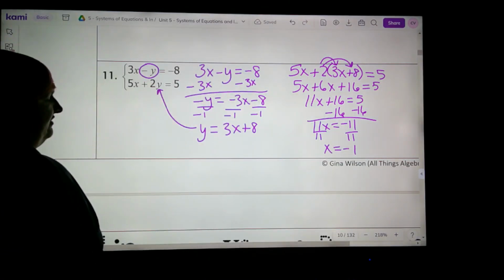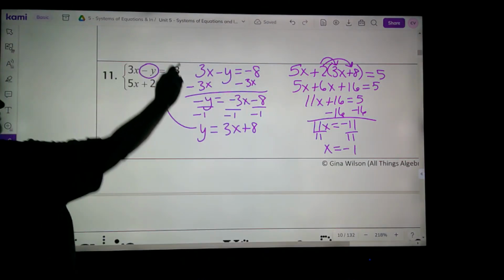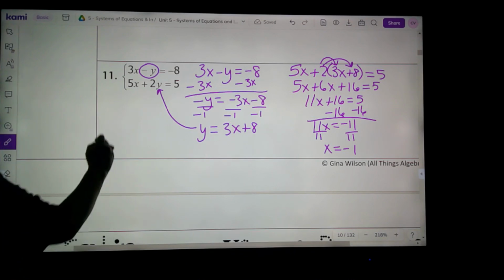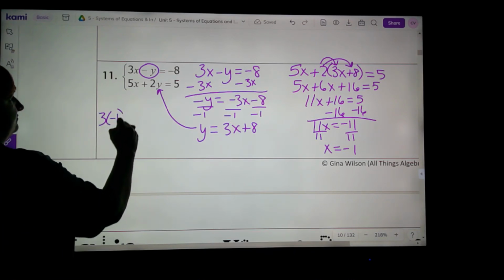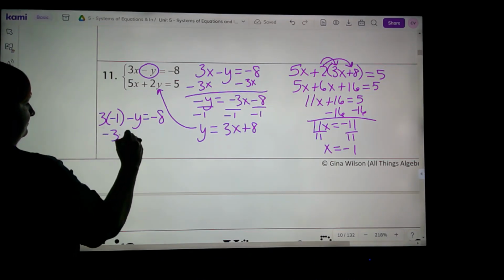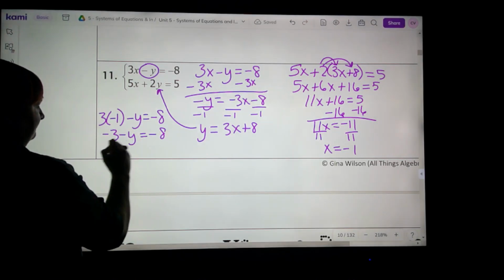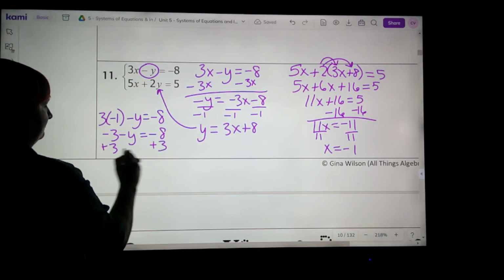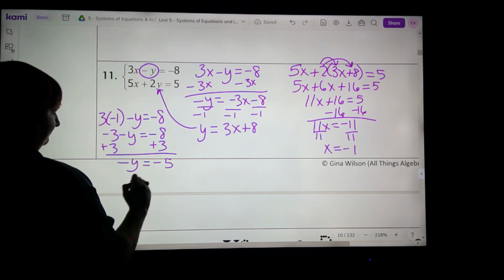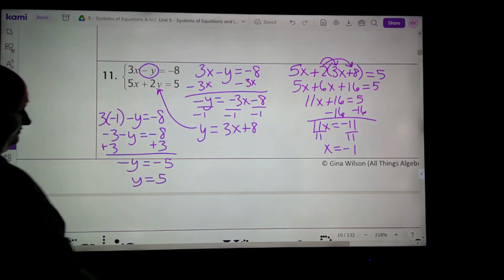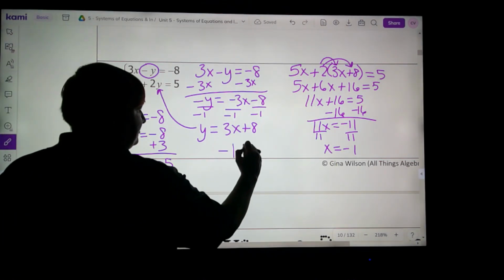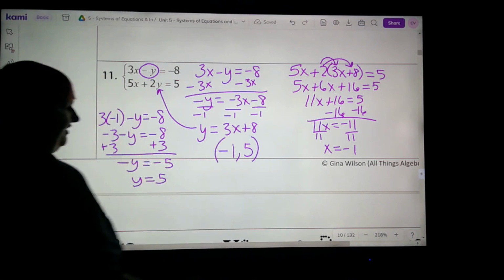Yeah, easier. Now, if x is -1, we can plug it into either equation. Again, I suggest the first equation. Don't lose the negative. So my intersection, my solution, is (-1, 5).